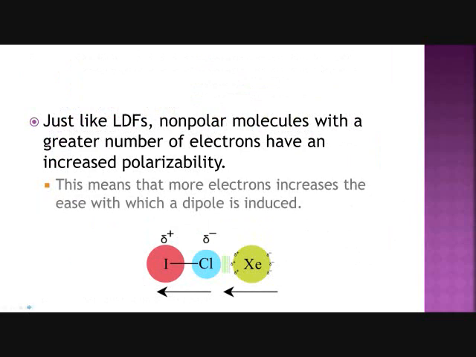Just like London dispersion forces, nonpolar molecules with a greater number of electrons have an increased polarizability. This means that more electrons increases the ease with which a dipole is induced. So this picture I have here is iodine chloride and xenon. Xenon is the noble gas, so that's the nonpolar one. But then the iodine chloride is inducing a dipole, it's hard to see, but there are some lines right here. It's inducing that interaction between the xenon and the iodine chloride.